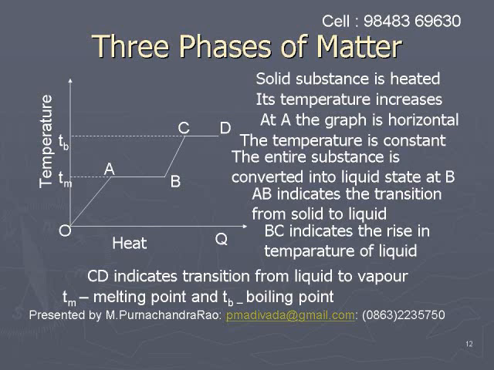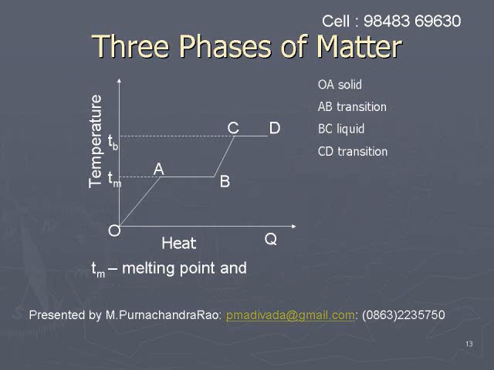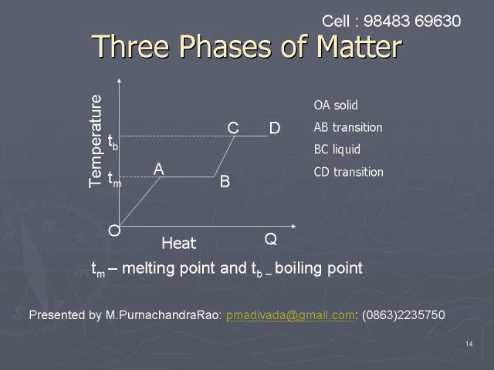At melting point, the solid is converted into liquid. At boiling point, liquid is converted into vapor. So in the graph, OA is increasing temperature of solid, AB is transition from solid to liquid, BC is heating the substance in liquid form, and CD represents the transition from liquid to vapor.